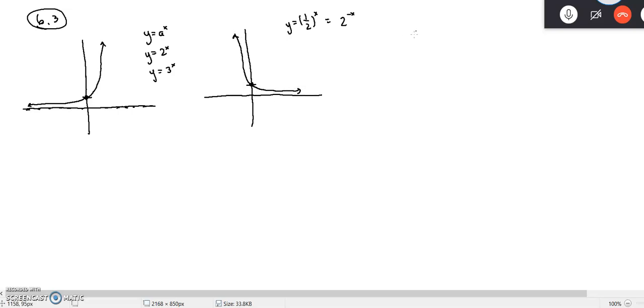And then if you put a negative out front, that's like parabola up, parabola down, that's going to flip it downward like this.